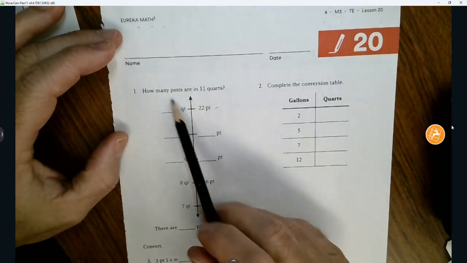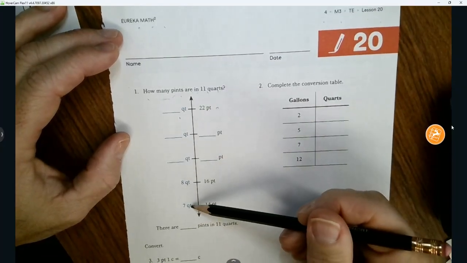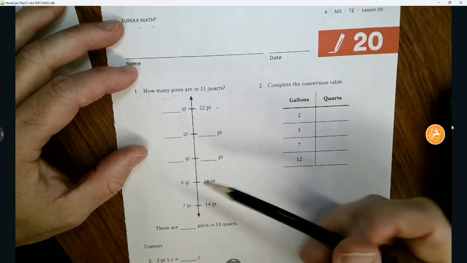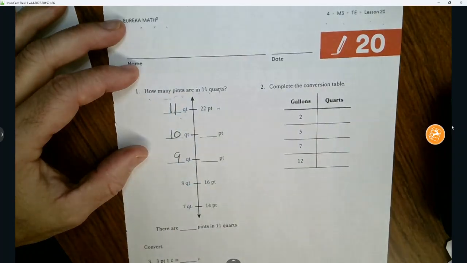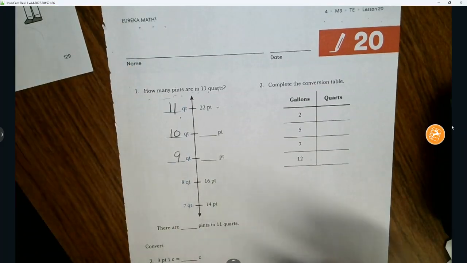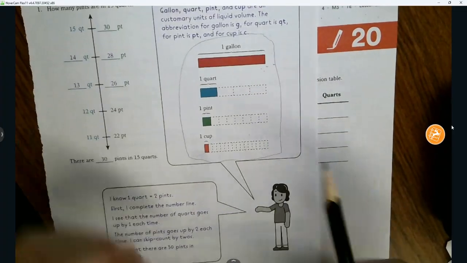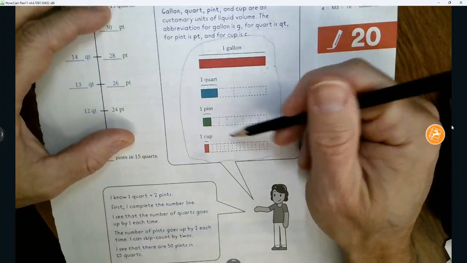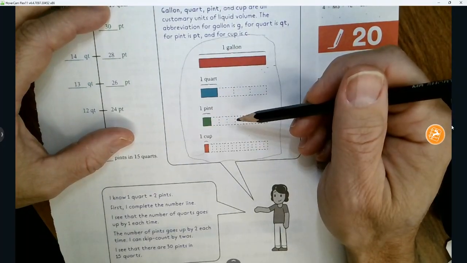So first we need to figure out how many pints are in 11 quarts. We have 7 quarts, 8 quarts, so we're probably going 9 quarts, 10 quarts, 11 quarts. We have 14 pints, 16. Yeah, this number's getting bigger, this number's getting bigger. So that's probably right. If you look on this, quarts, pints, look over here. This is just fractions.